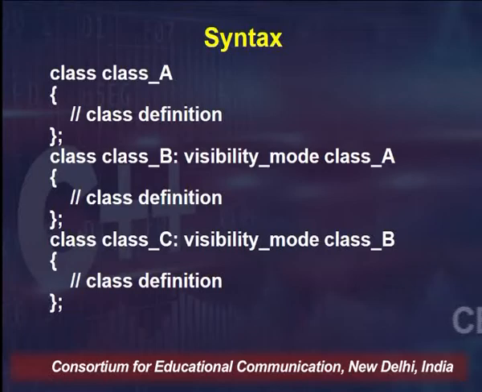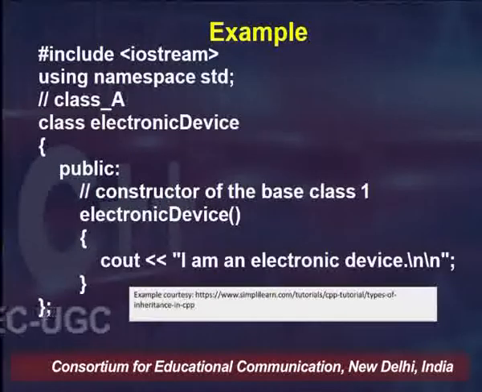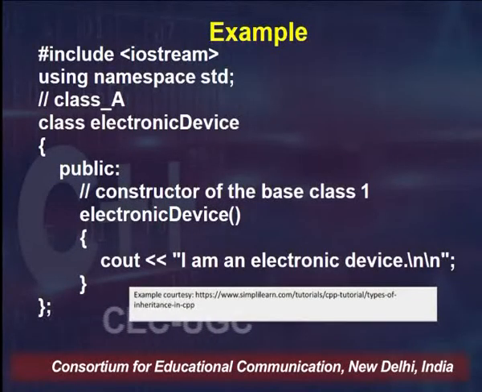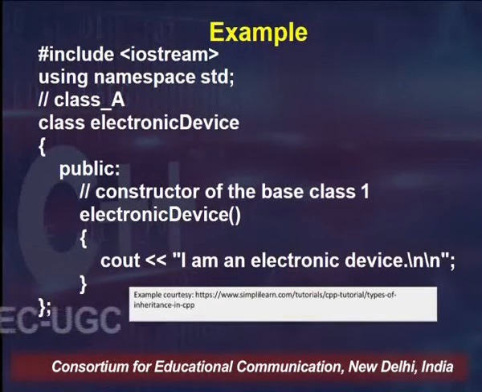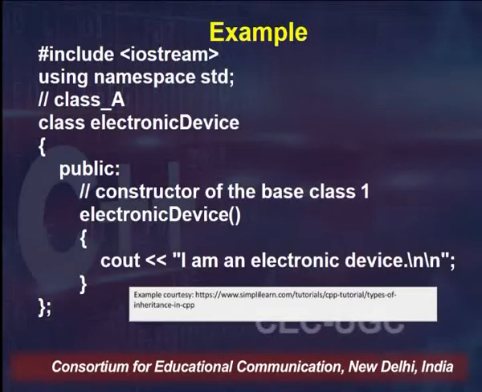Now let us talk in terms of a specific example. So here we have class A, which is class electronic device, or the foremost base class, we can say. It is having one public constructor of the base class, which is electronic device, saying I am an electronic device. It is just a simple statement. So here is the definition of our class A or the first base class.